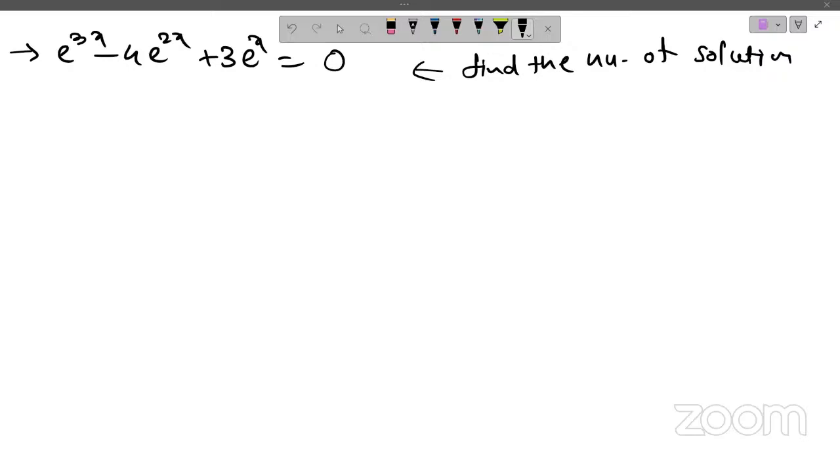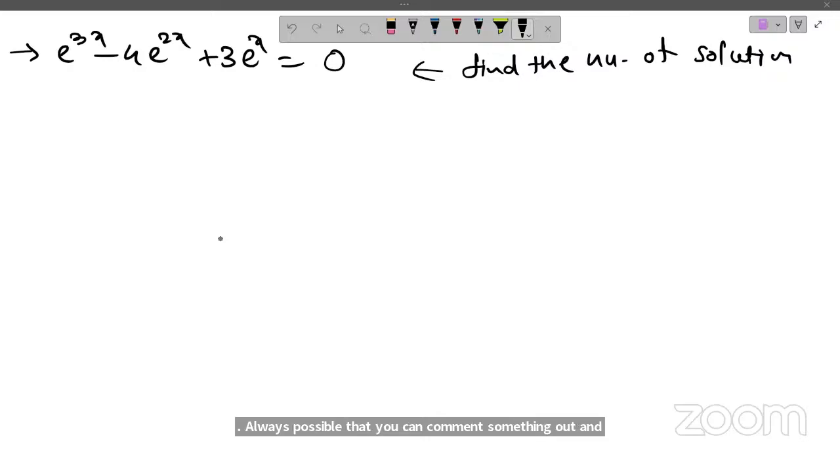No, don't do that. Like, e to the power x is common, so cancel. Your answer is correct, but your approach is not correct. It's not always possible that you can take something common and then cancel. Because if you take e to the power x common, there is still e to the power 2x that will remain. It won't become just a polynomial.